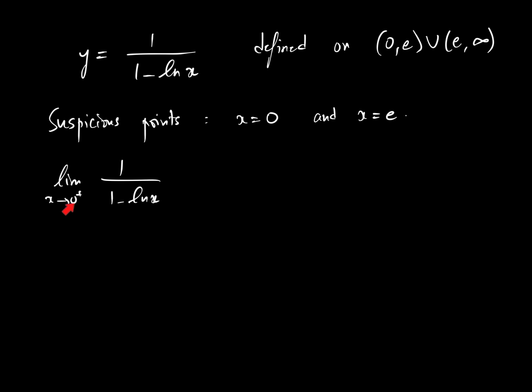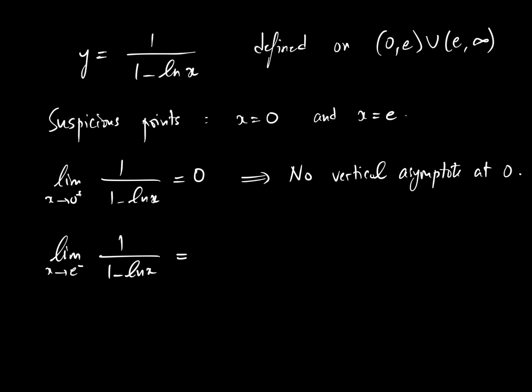Now when x approaches 0 plus, we know that ln x approaches negative infinity, which means that 1 minus ln x will approach infinity, and 1 over 1 minus ln x will approach 0. This means that we do not have a vertical asymptote at 0, since the limit when x approaches 0 plus is not infinity or negative infinity.